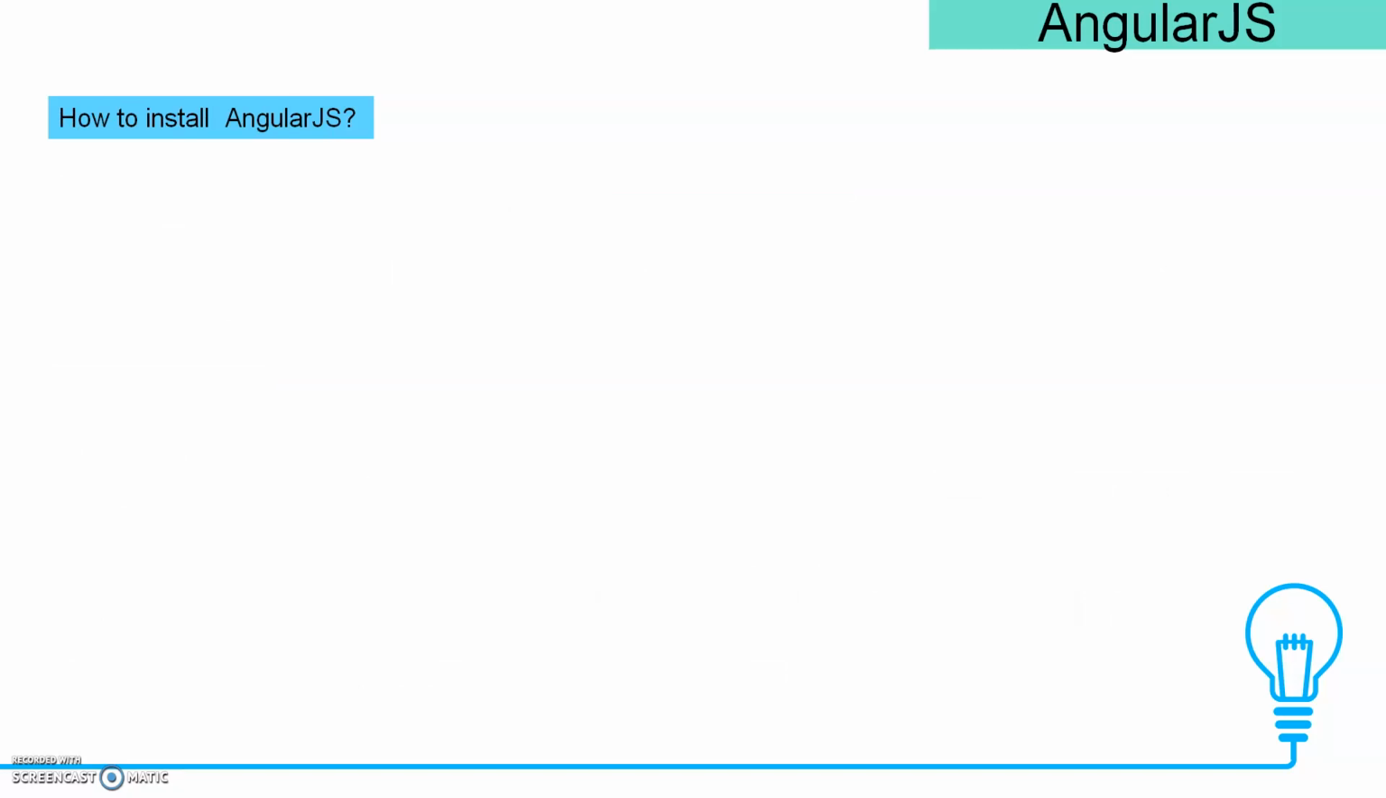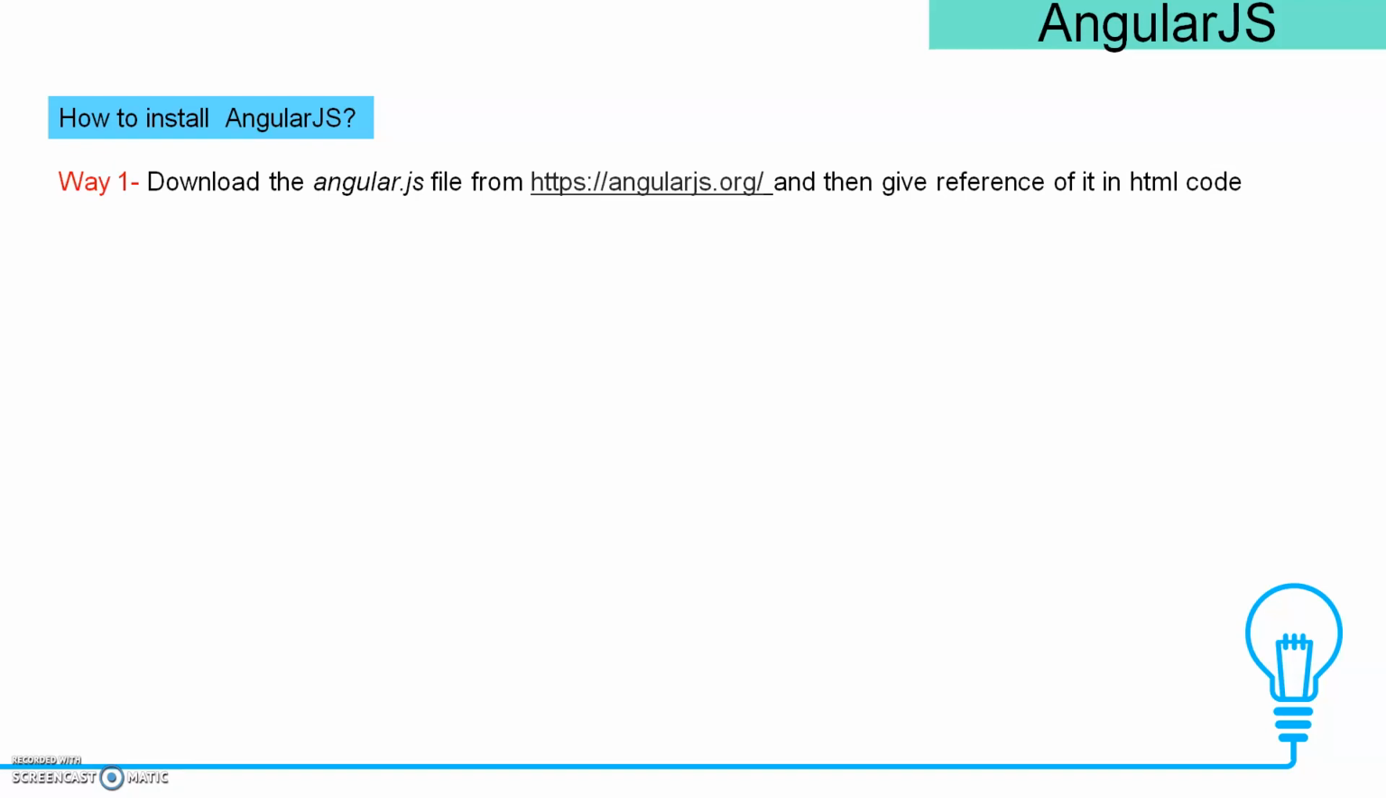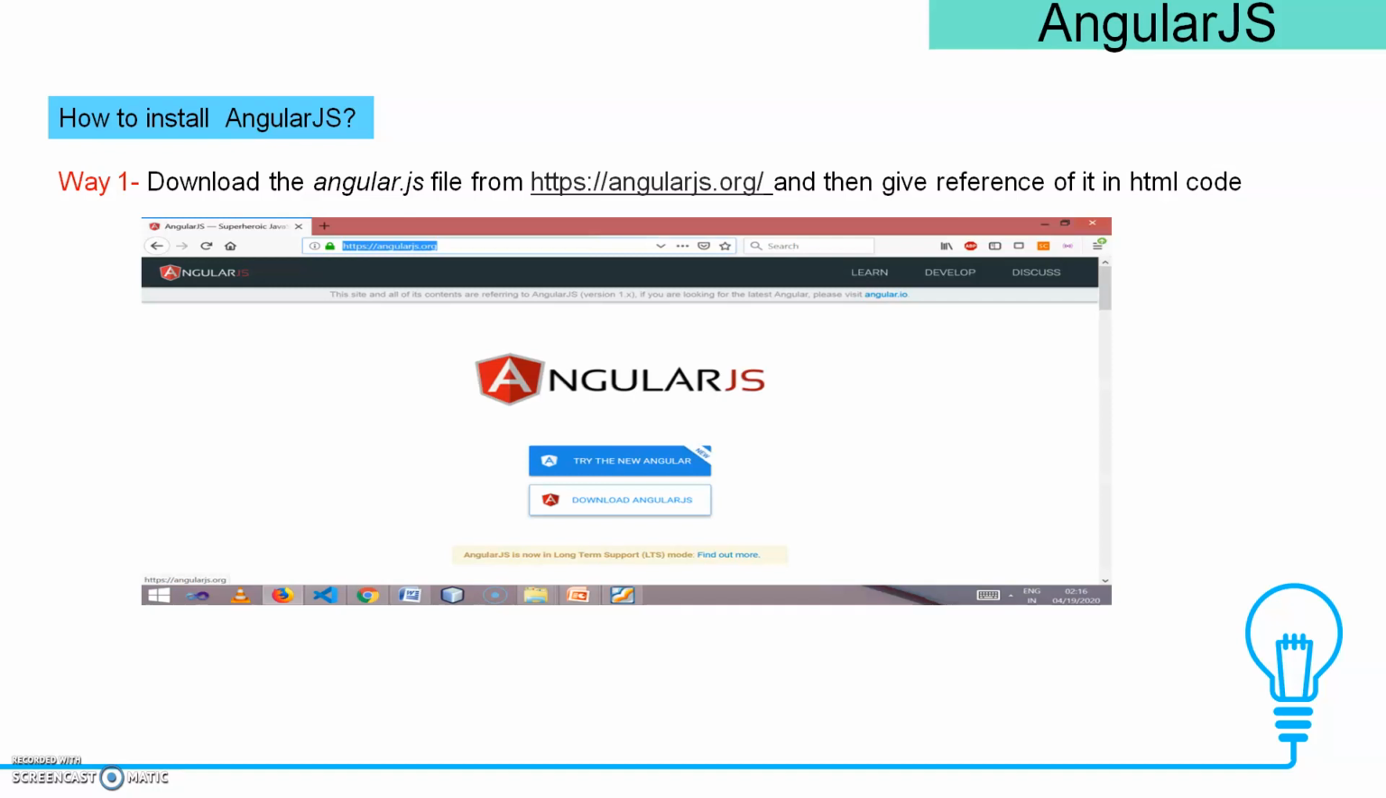The next point is how to install and use AngularJS. For installing AngularJS, two ways are there. First way is you have to download the angular.js file from the angularjs.org site, and give the reference of it in your HTML code. If you go to the angularjs.org site, you will get this screen. From here you click on Download Angular, and it will download the angular.js file. That file you save in your web application development path, and give the reference of that in your HTML code. This is way 1.